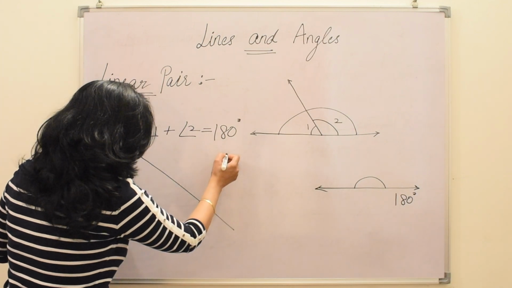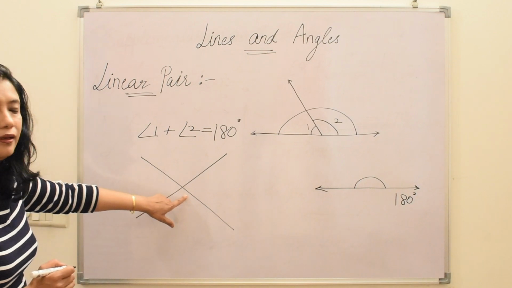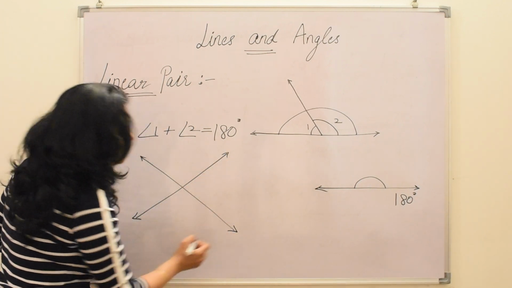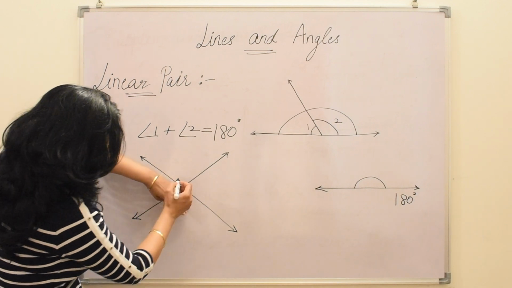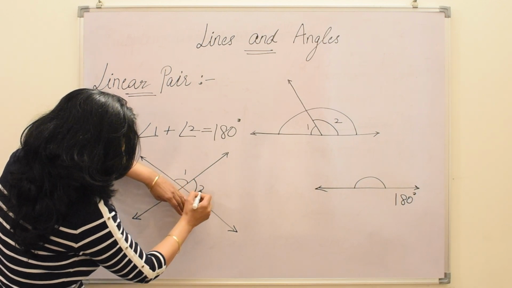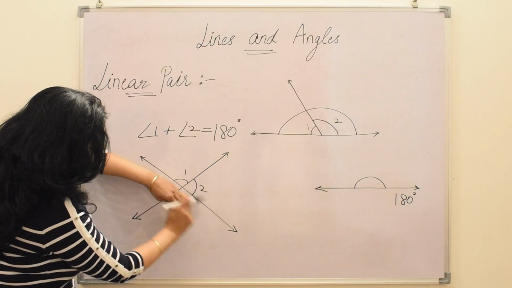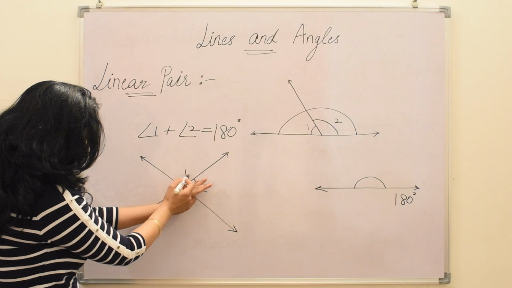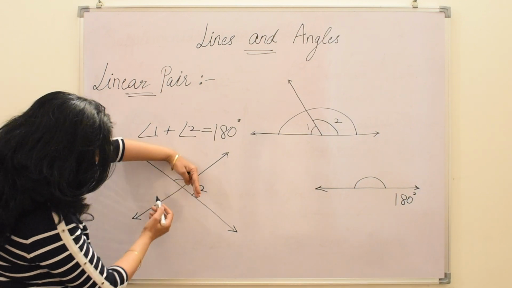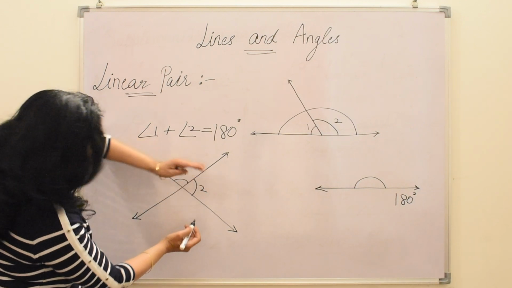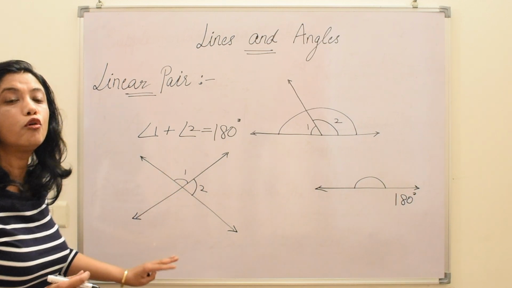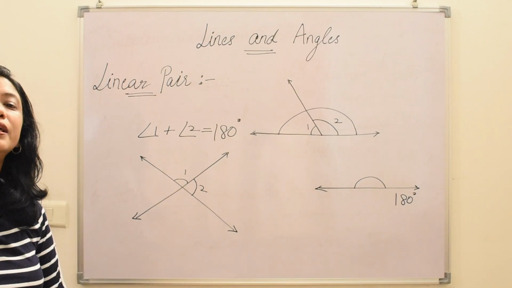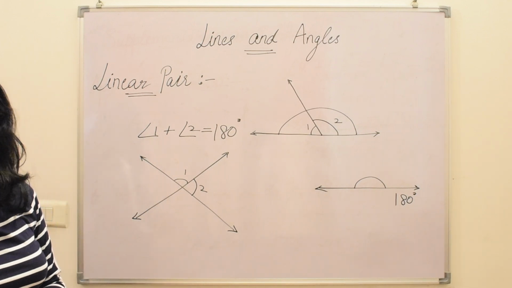When two lines intersect or meet at a point, linear pairs are formed. See this, angle 1, angle 2, this is a linear pair, this is a straight line, a common arm. Similarly, this is a linear pair, this is also a linear pair, this is also a linear pair. So we have four linear pairs in intersecting lines. So linear pairs are made when lines intersect.